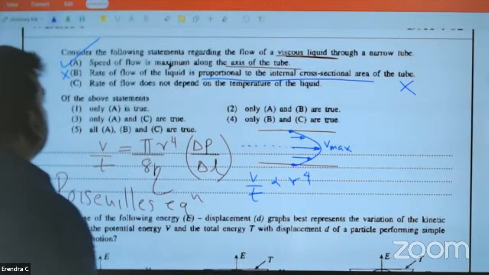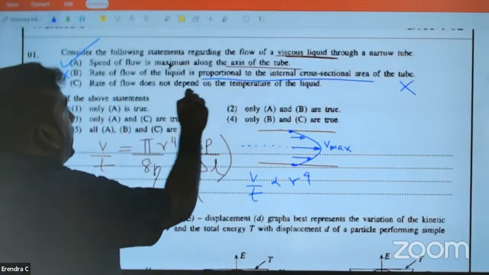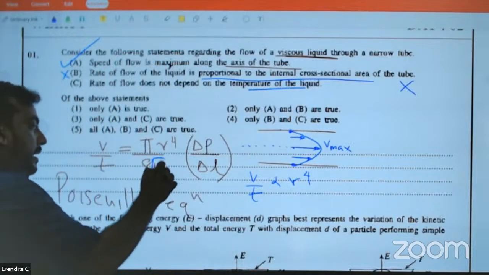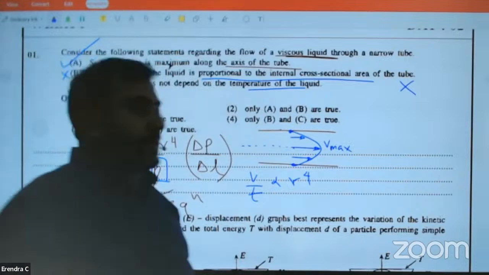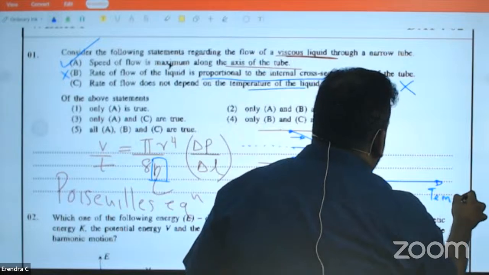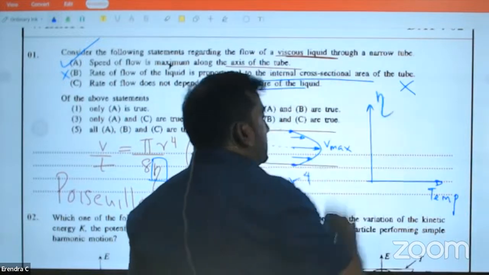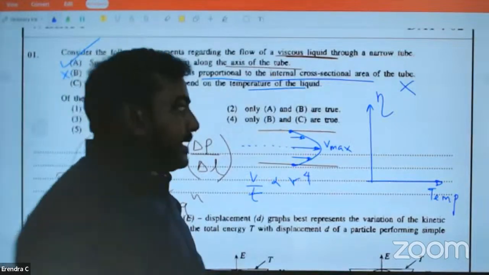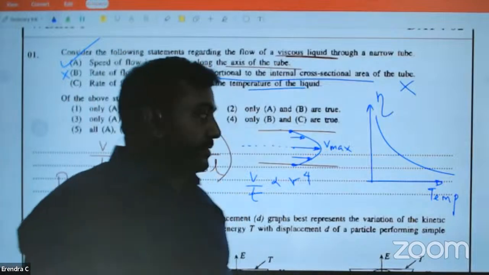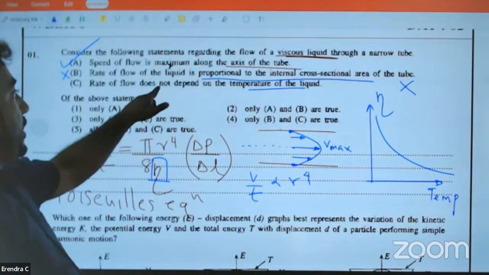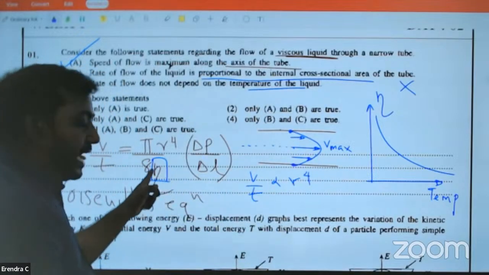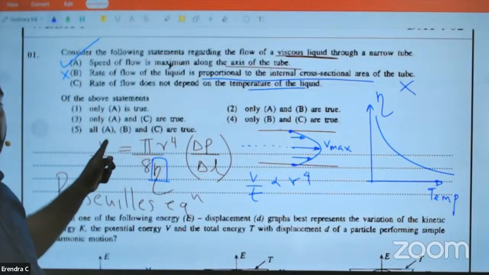Right. Part C. Rate of flow does not depend on the temperature of the liquid. Wrong. Remember eta, the coefficient of viscosity, depends on the temperature. If you draw a temperature versus eta graph, as temperature increases, the coefficient of viscosity will reduce. So when temperature is changing, eta will change. When eta changes, volume flow rate will change.